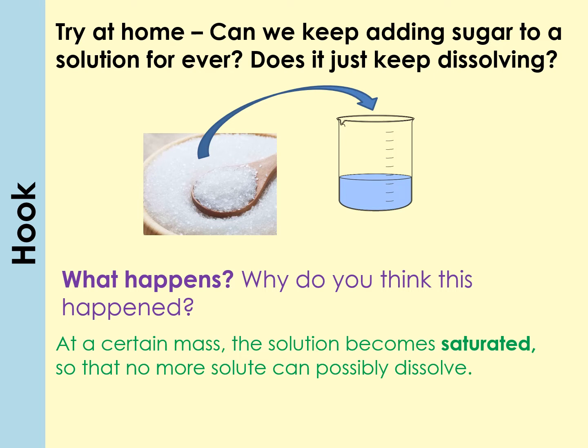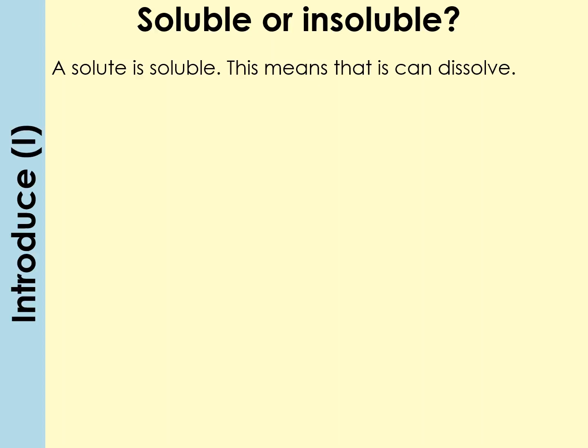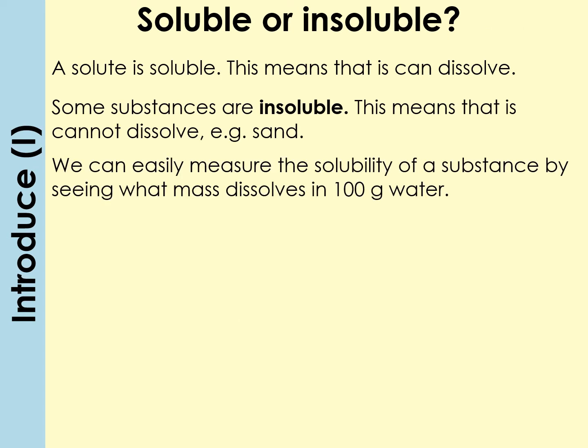At a certain mass, the solution becomes something that we call saturated. That means that no more solute can possibly dissolve in the solution. Can you write that term in your book, please? What is saturated? You'll know when something is saturated because we'll start to see clumps of the sugar at the bottom of the beaker. They no longer dissolve. The solute doesn't dissolve. Write it down. Pause the video.